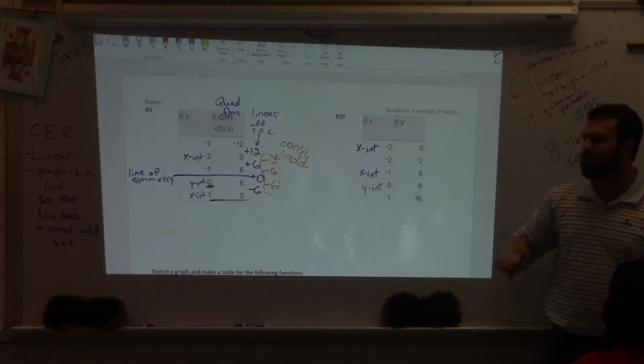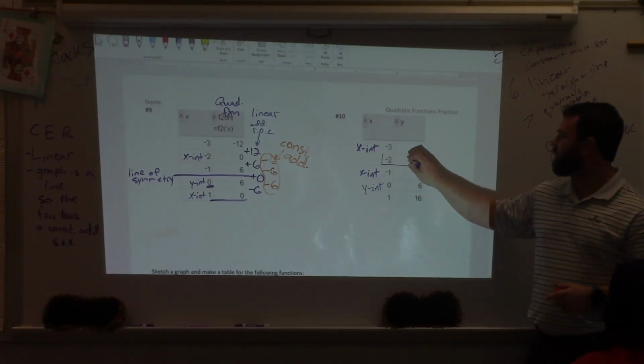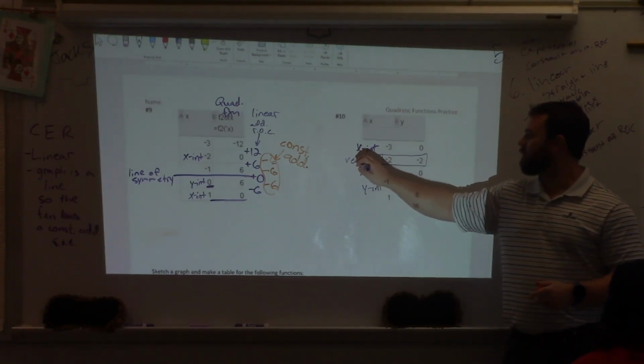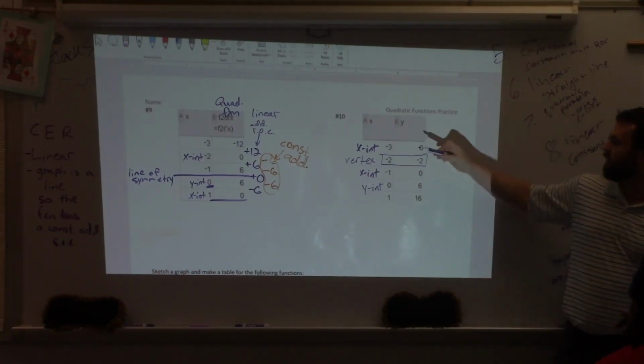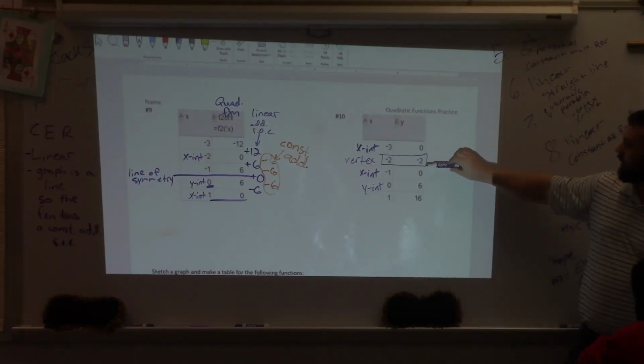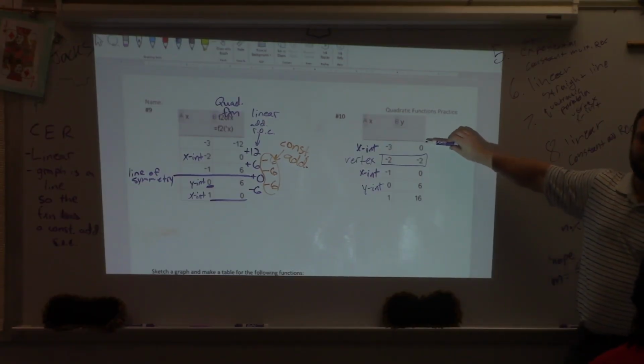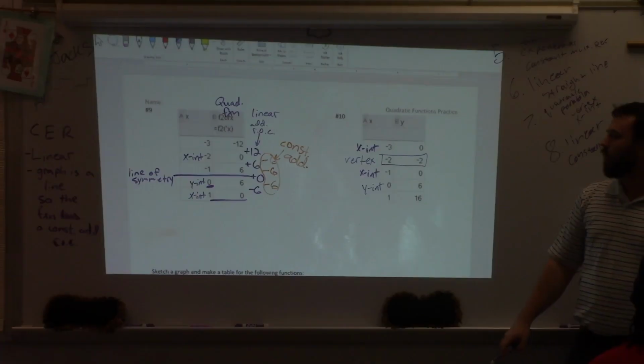The -2, -2, what does this need to be? The vertex and where my line of symmetry is. Because you see it, yeah, so vertex and line of symmetry. You see how there's symmetry right here? Okay? So all that's telling the same story.